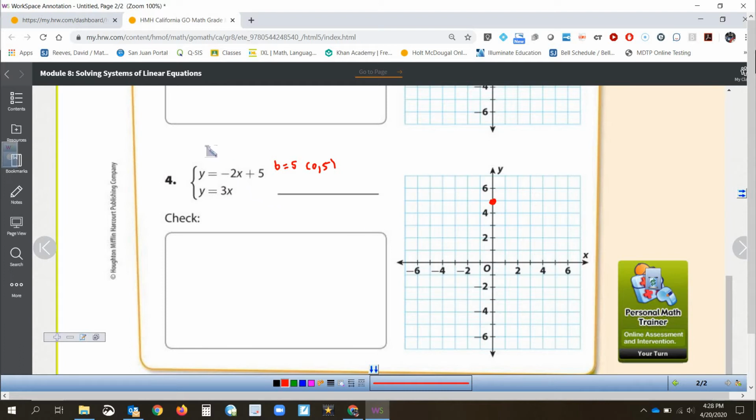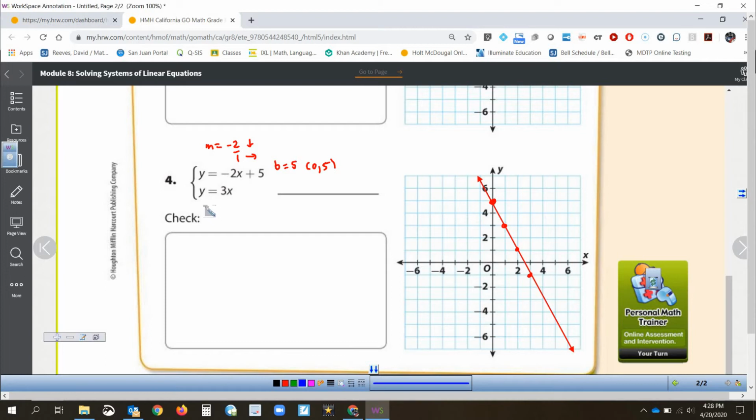And my slope is -2, but I'm going to make it -2 over 1. So from there, I'm going to go down 2 and right 1. Down 2 and right 1. So again, change in y over change in x. Then I'm going to go ahead and connect those points. And everywhere on that red line makes that first equation true.